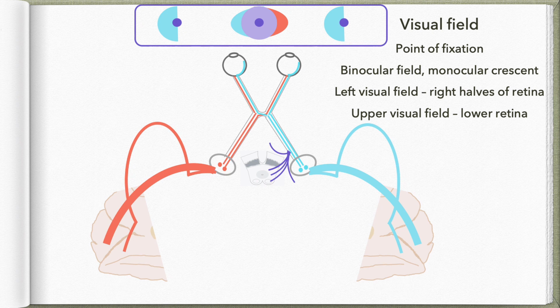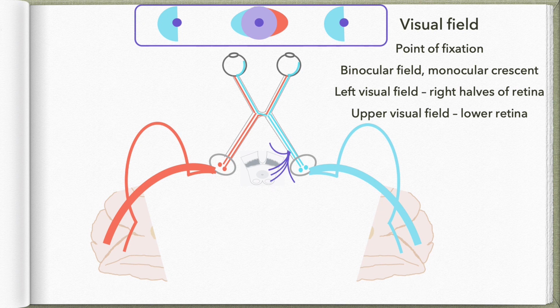So I've shown the left half of the visual field in blue color, that is perceived by the part of the retina which is marked by blue color in both eyes. In case of the left eye, that is the nasal half of the retina because it is on the medial side. In case of the right eye, it is the temporal half of the retina because it is on the lateral side. So put in other words, the left half of the visual field is perceived by the right halves of the retina.